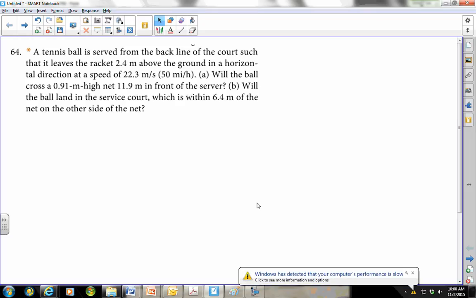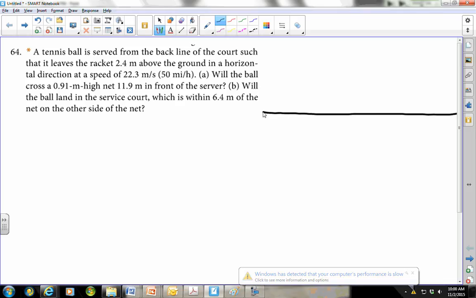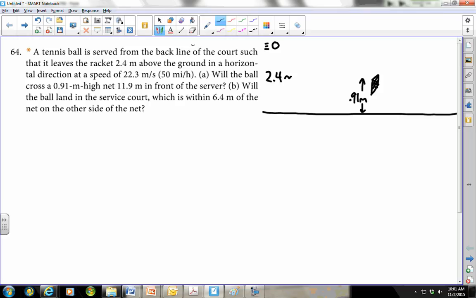So if we draw a picture of this situation, we would have the surface of the tennis court here. We've got a net here, okay, that is 0.91 meters above the ground. Then we have the ball being served, and it's roughly double that, a little more. So it's being served with a horizontal velocity, and at the time it's served, it's 2.4 meters up.